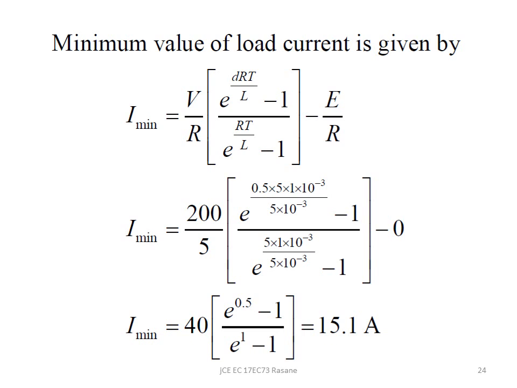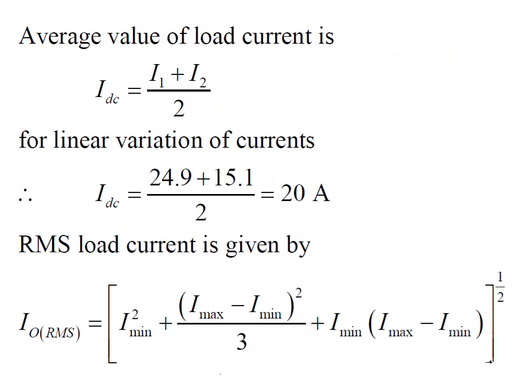So I got the I max, I got the I minimum, and the average value of the load current would be I max plus I minimum by 2. So substitute those two values that I have got and I get the IDC value as 20 amperes.